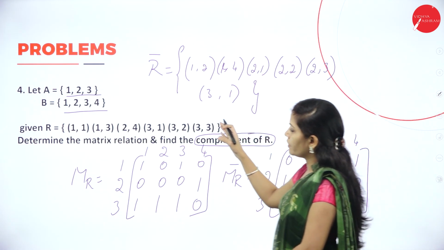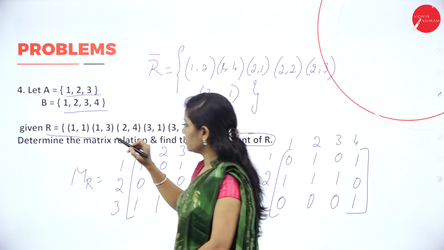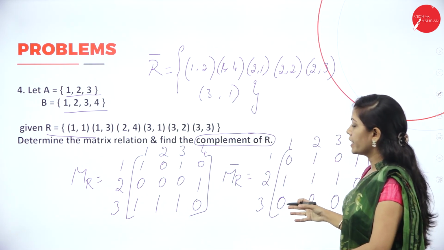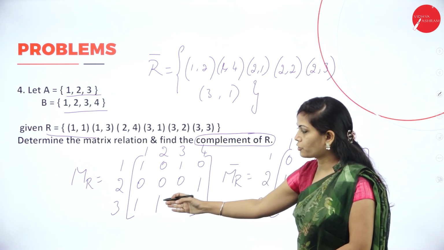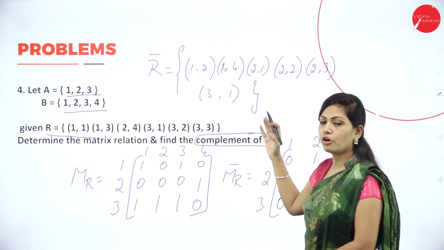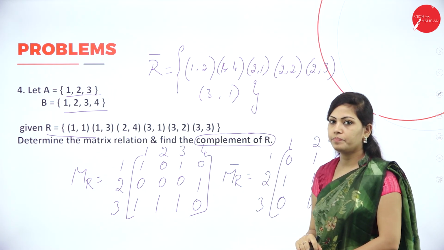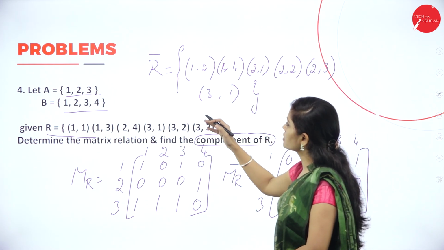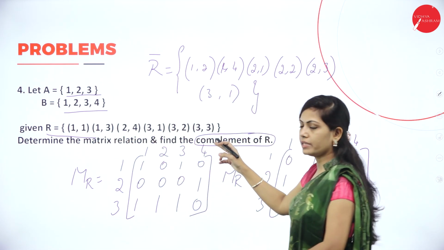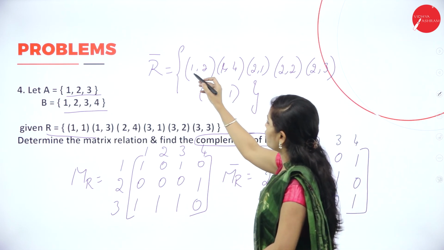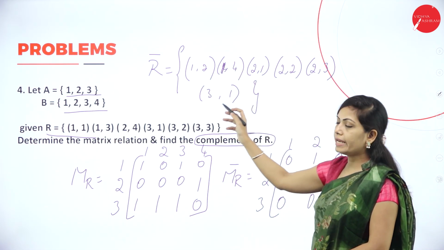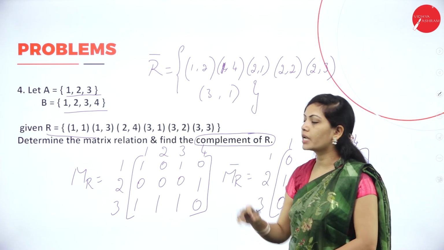So here we have relation R. For this you have to find the matrix representation. After that easily you can find the complement of this matrix representation. Then you will get the complement of this relation R. So you can cross verify this. Here we have 1, 1, 1, 3, 2, 4, 3, 1, 3, 2 and 3, 3. But here we have 1, 2, 1, 4, 2, 1, 2, 2, 2, 3 and 3, 1. This is the complement of this relation R.